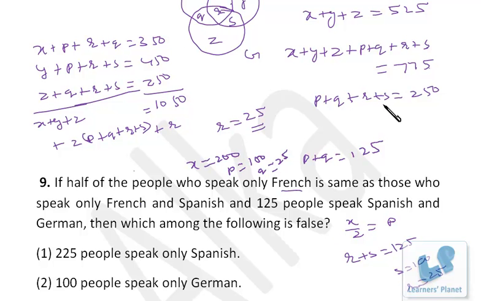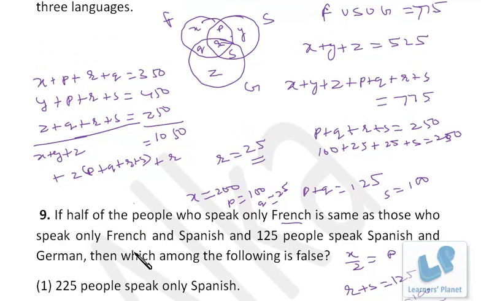And P plus Q plus R plus S is 250. That means we know P, that's 100, plus Q is 25, R is 25, plus S is 250, right? So S will be 250 minus 150, that is 100. Right? Now we have got all the values. It's very simple to answer this question.